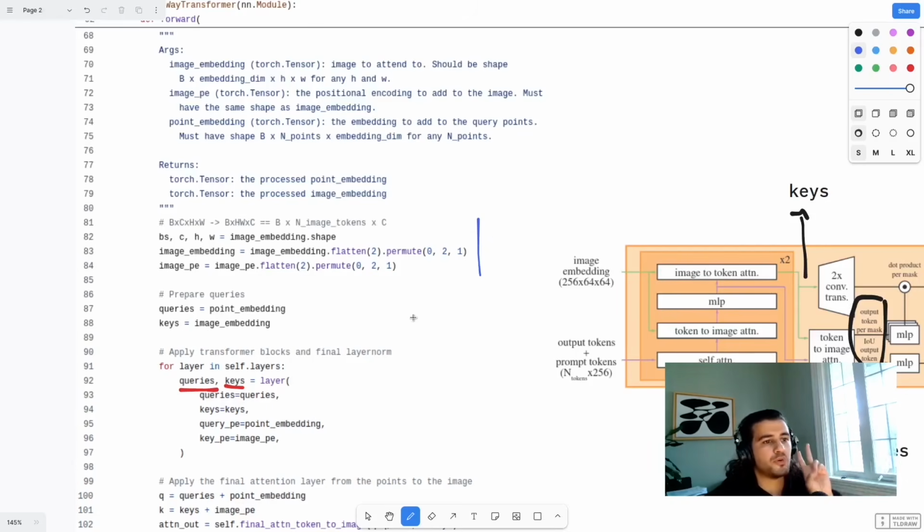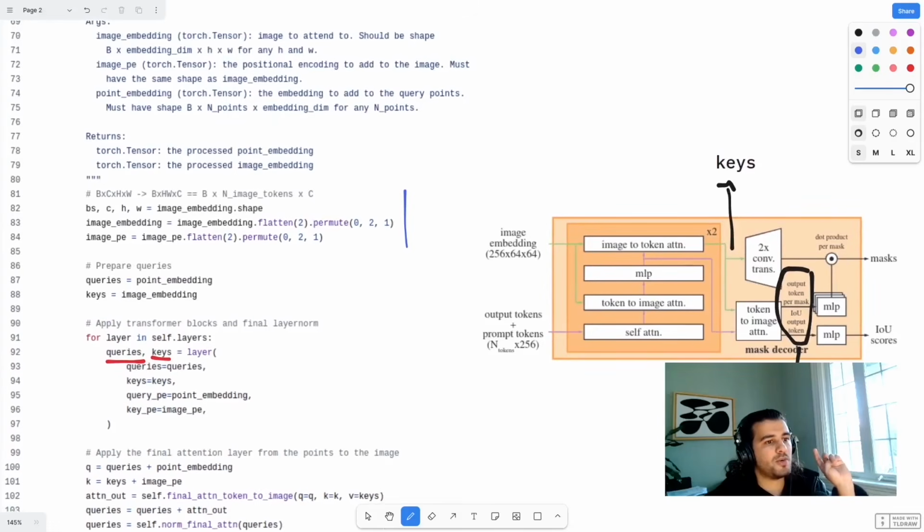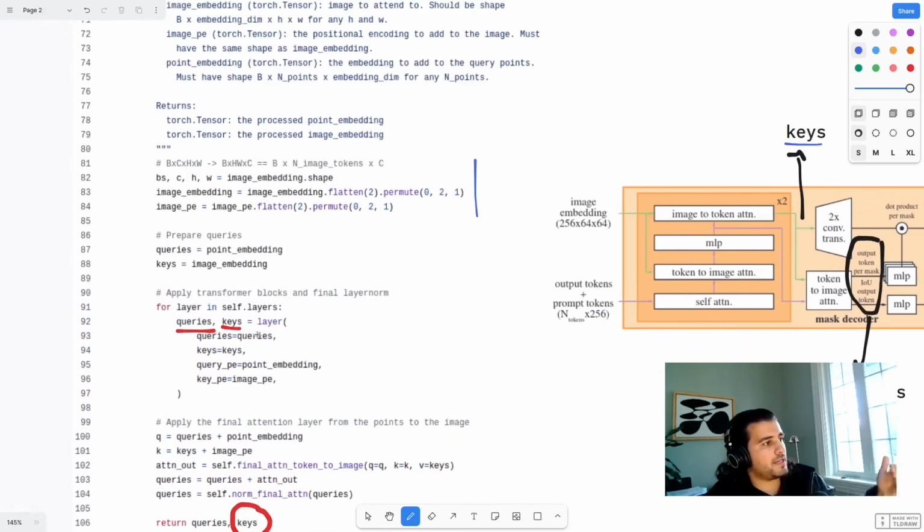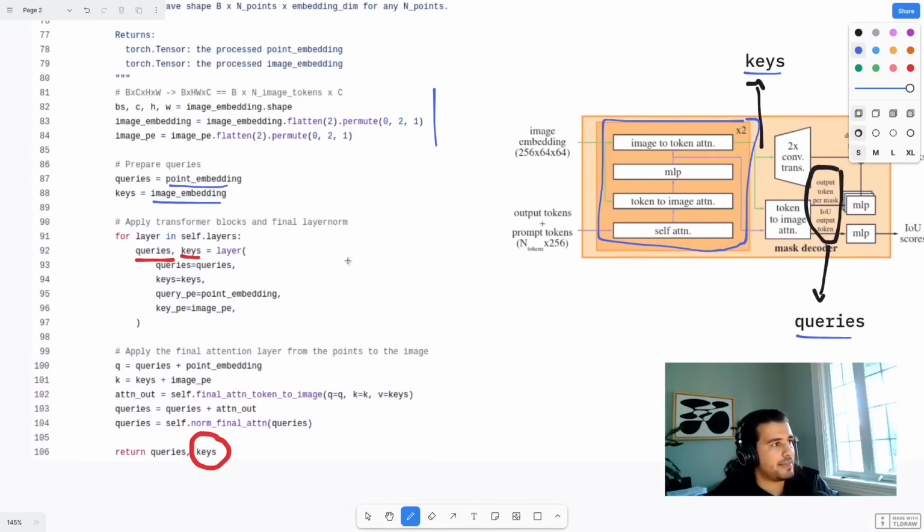There are 2 important things, the queries and the keys. The queries are these outputs, and the keys are these outputs that will be out over here. So the keys are the image embedding and the queries are the point embedding, and we're going to shove them through the layers. Through this layer over here, there are 2 of them. You see the keys get changed and the queries get changed.